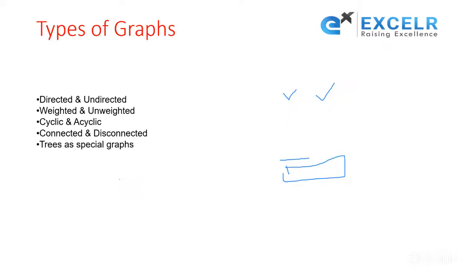Then more importantly, in GPS navigation systems, isn't it? Google Maps, to be more precise. So here also we are making use of graphs, and the graphs used in Google Maps are weighted graphs. Can you tell me how they are weighted graphs in Google Maps?